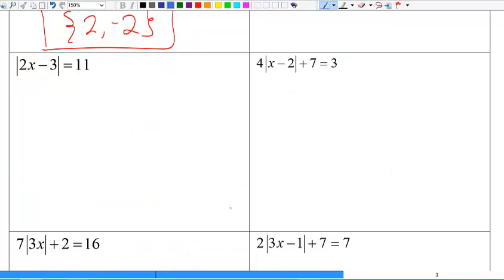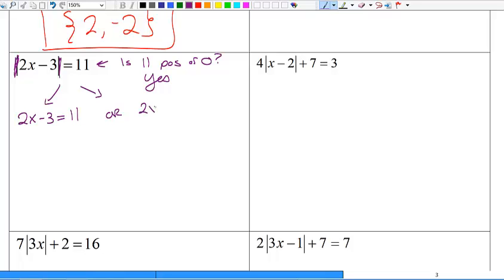On this next problem, are my bars isolated all by themselves? Sure they are. Now there's a whole lot more inside the absolute value bars. There's an expression here, but that's okay. The bars are isolated. Then I ask myself, is 11 positive or 0? And the answer is yes, 11 is positive. So I can break this up into two equations: 2x minus 3 is equal to 11, or 2x minus 3 is equal to negative 11.